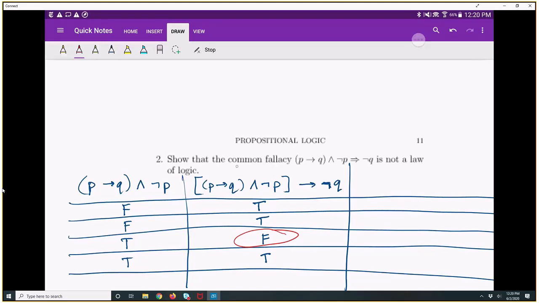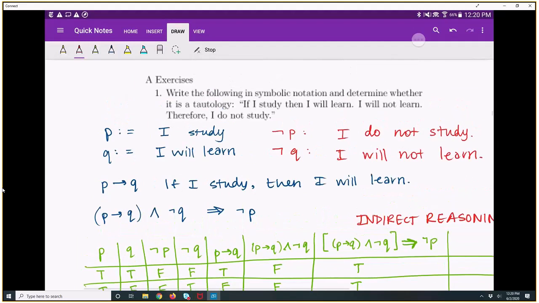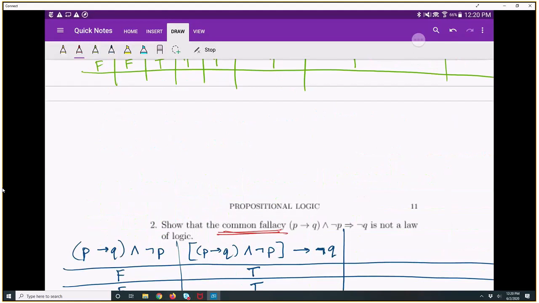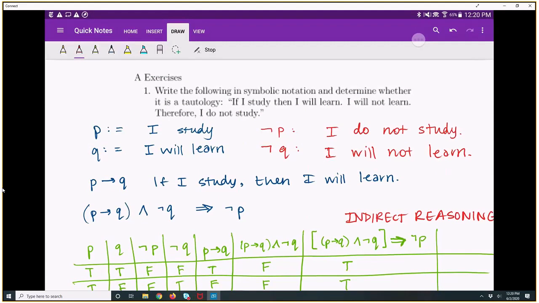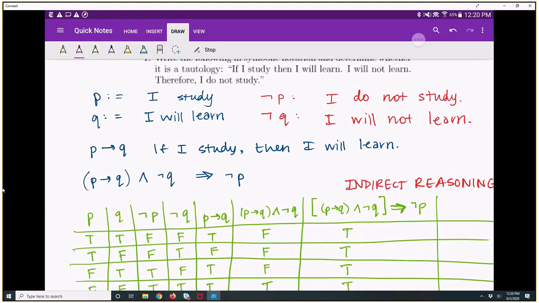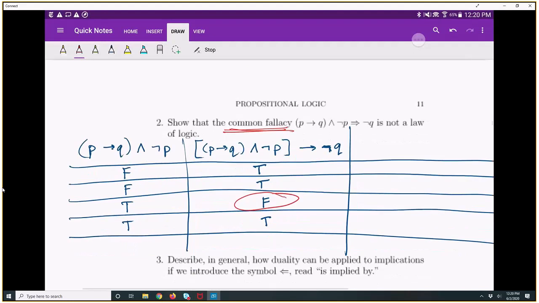The problem tells us this is a common fallacy. So if we looked back at our previous example, this would be, if I study, then I will learn, and I do not study, therefore I do not learn. This is not always true. So there could be the situation where you don't study, but miraculously you learn anyway. Okay.